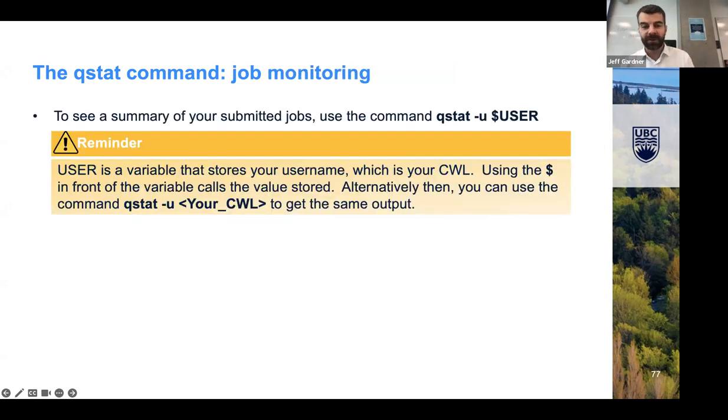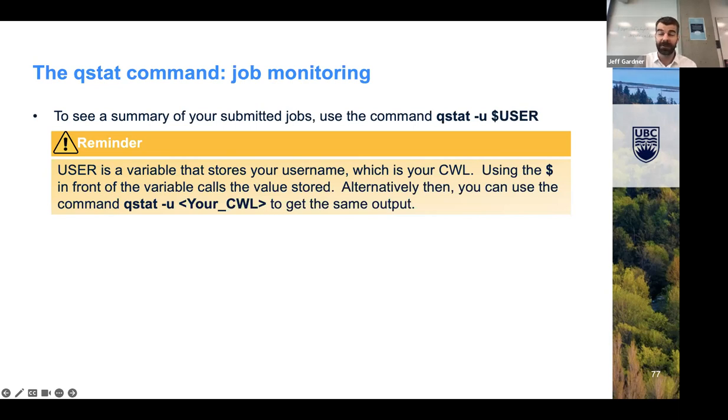To see a summary of your submitted jobs, we already did this. We used the command qstat -u $USER. Just as a reminder again, USER is a variable that stores your username, in this case, your CWL. Using the dollar sign in front of that variable calls that value. Alternatively then, you could use the qstat command dash u and then just your CWL to get the same output. So what I would type is qstat space dash u space jcycle3 and I'd get the output that we saw earlier.